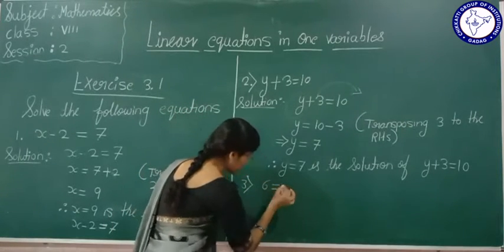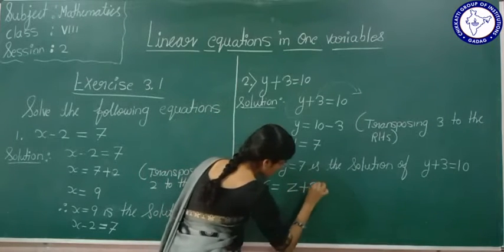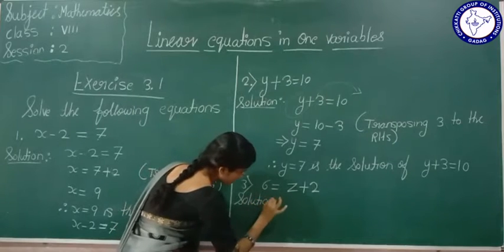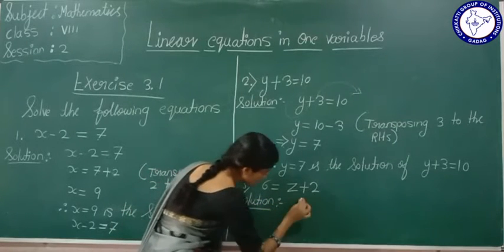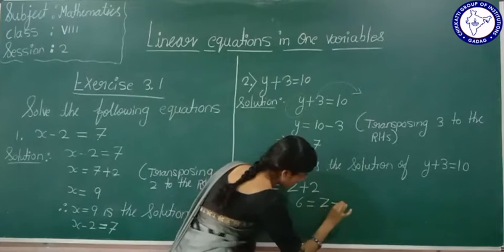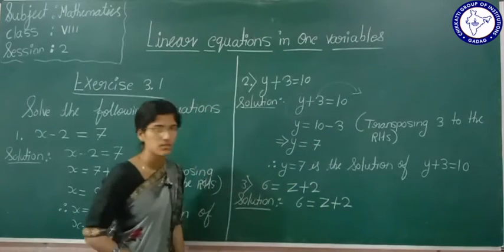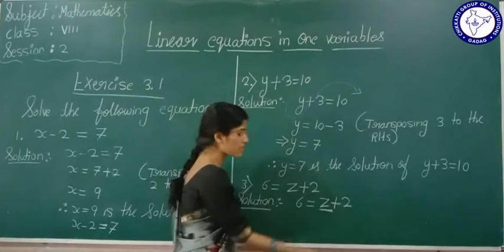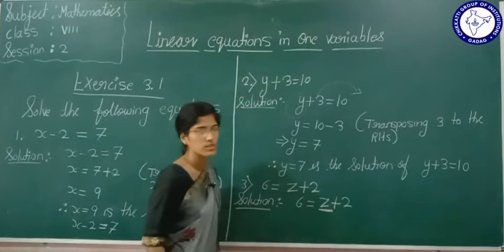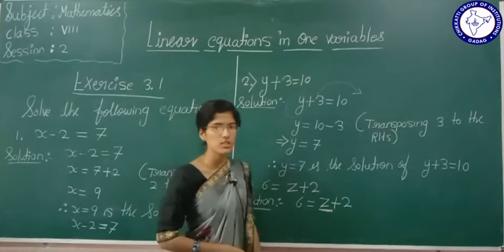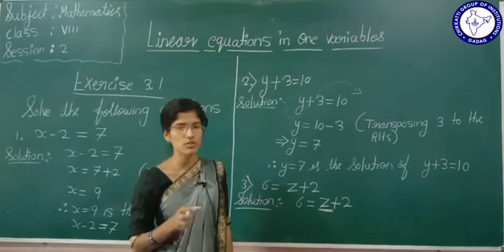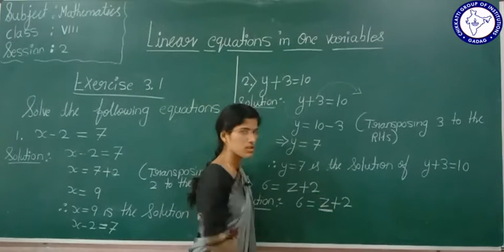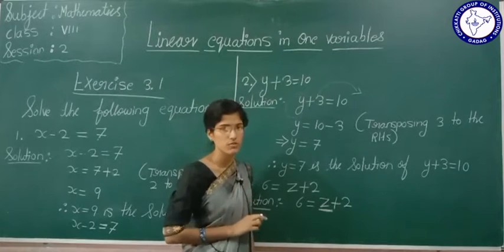6 is equal to z plus 2. See the solution. What is given? 6 is equal to z plus 2. We want the value of the variable z. We are finding the solution of this. What is the solution of an equation, as I told you in the last class? Solution of the equation means if you put the variable value here, LHS should be equal to RHS. That is called the solution of the equation.